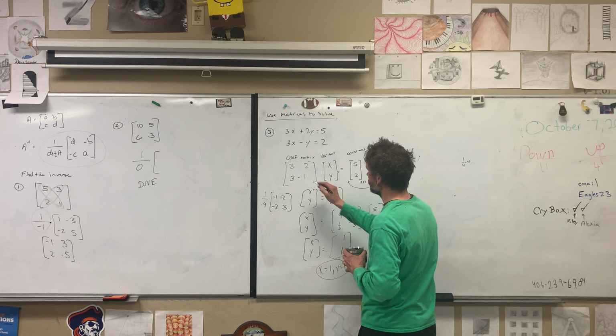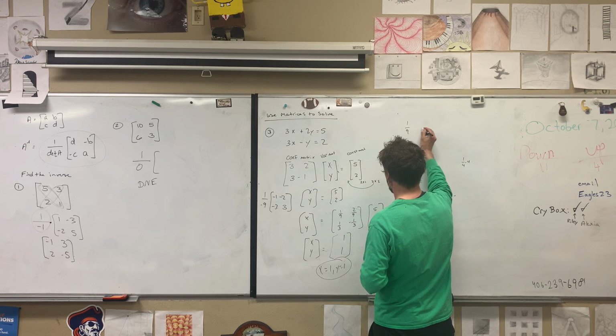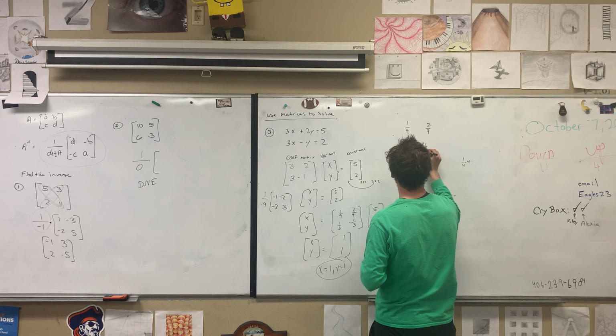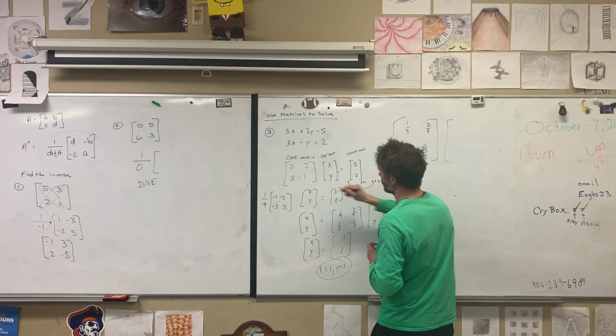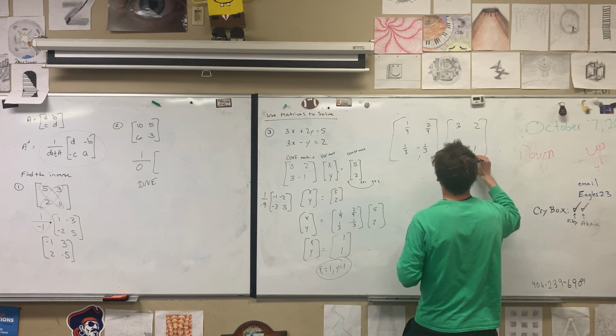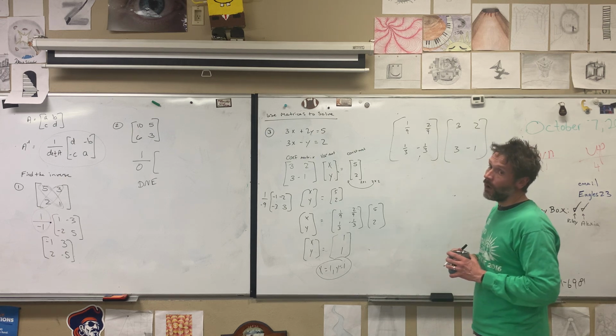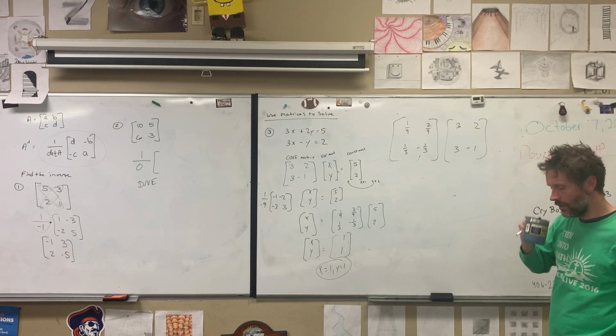So let's do this. Let's take our inverse, 1/9, 2/9, 1/3, negative 1/3, and multiply that by its original, which was 3, 2, 3, negative 1. This should equal 1, but in matrix formatting. Okay?